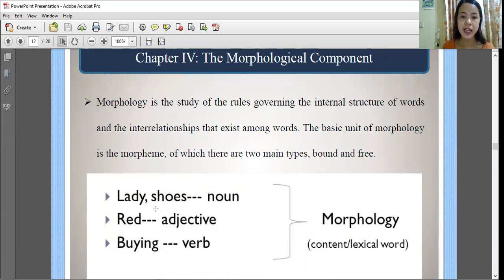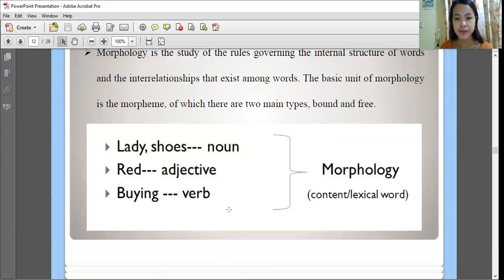And here is what we can call morphology, like we can give a function to words, like "lady", "shoe", the function is noun, "red" adjective, and "buying" is a verb, that we call morphology.